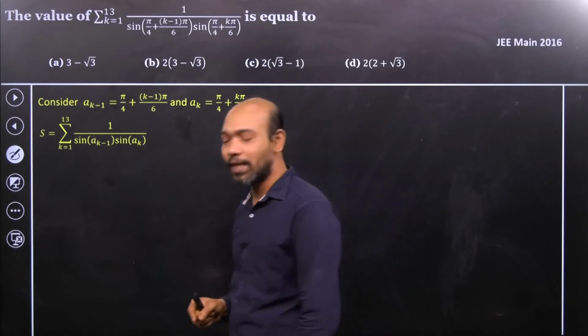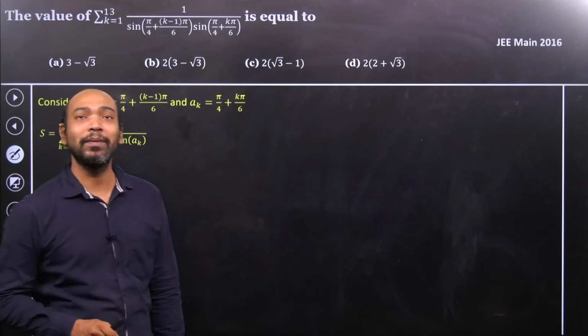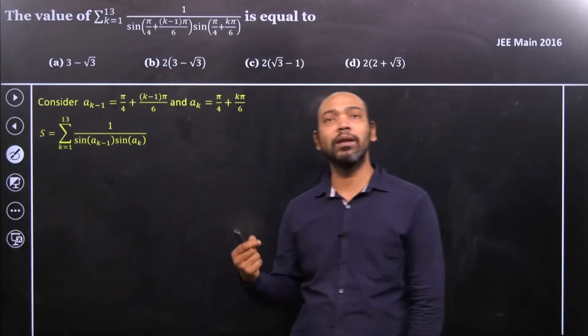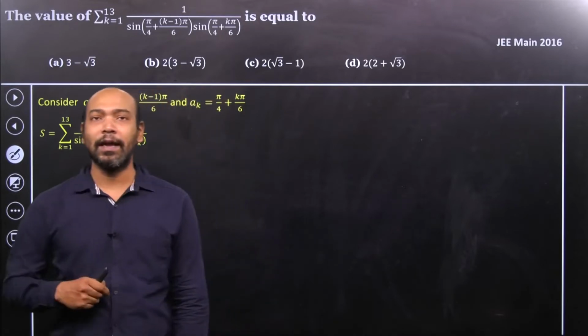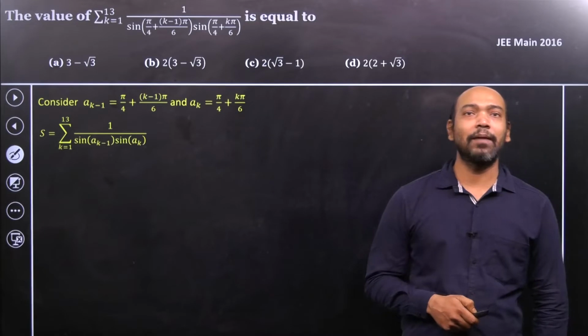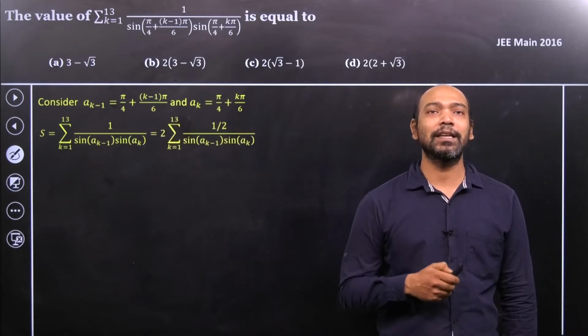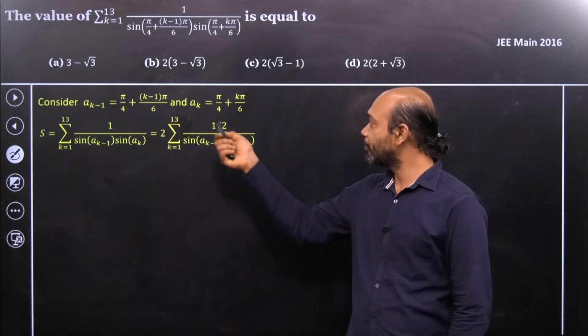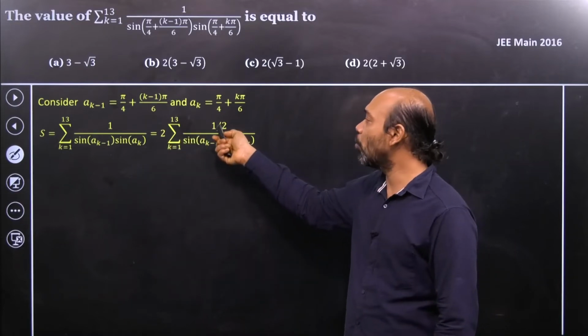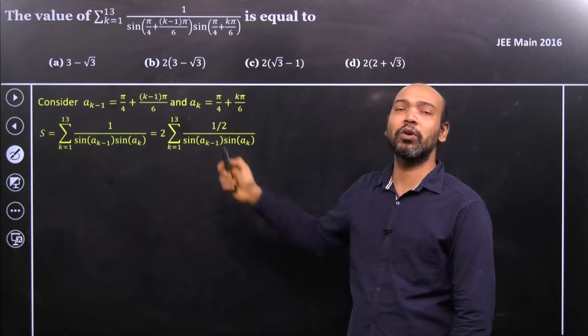We have to do this kind of trick in the exam as well, because how many times will you write pi by 4, k minus 1 and all that? You will spend a lot of time there. Now we have to observe something. If I subtract and multiply by 2 here, we get 1 by 2. So this is the trick to solve this problem.